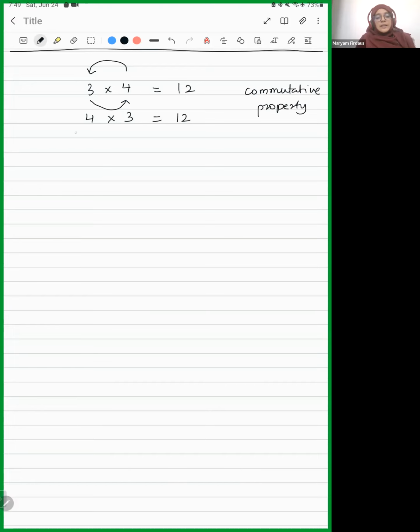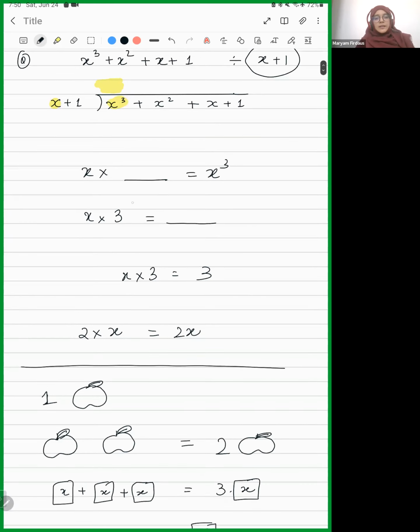Okay? So similarly, if I have 2 into x, this is also 2x. And if I have x into 2, is this going to be the same thing or different? Same thing. What should I write over here? 2x. So now can you tell me what is x into 3? What will I write it as? 3x. Very good. X into 3 is 3x.